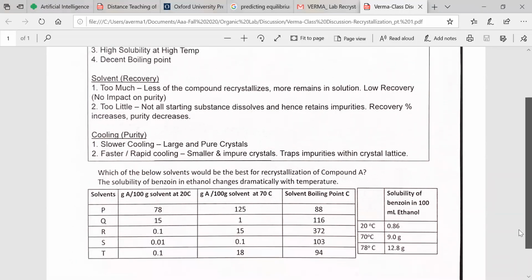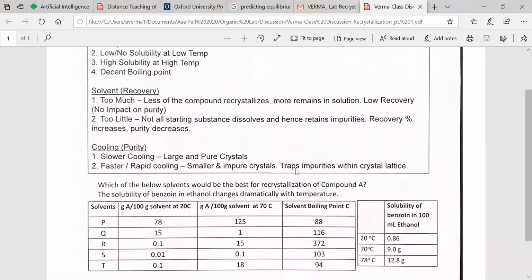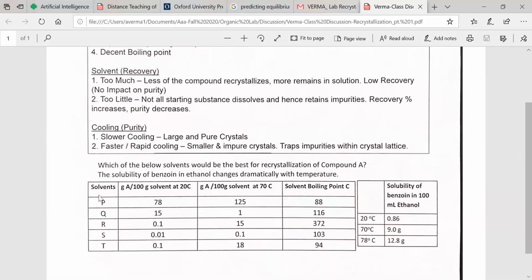If you look at this particular set of questions that I have prepared, let's look at which of the solvents below would be the best for recrystallizing a compound named A. Now, in this column, I have labeled solvents P, Q, R, S, T. And in these columns, I have labeled the solubility of compound A for every 100 grams of the solvent at 20 degrees Celsius and at 70 degrees Celsius. What is its boiling point?